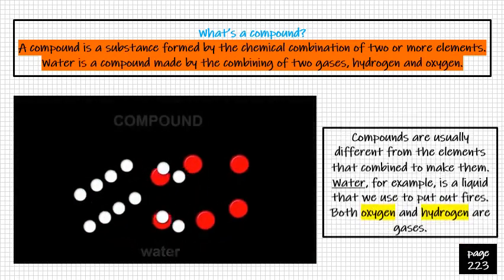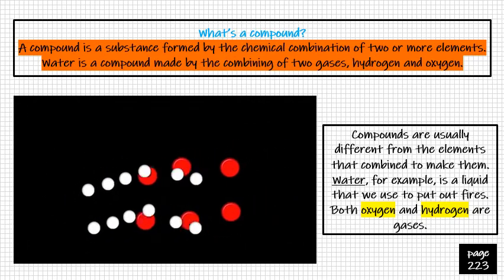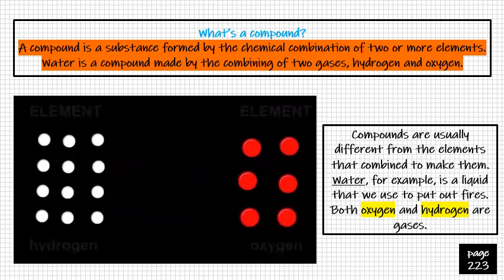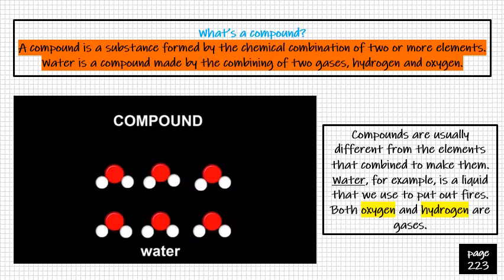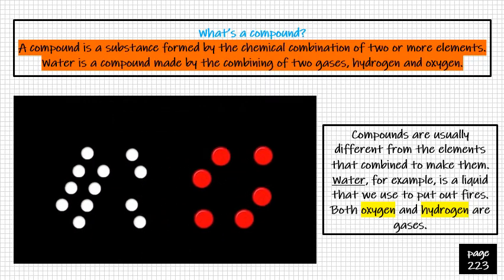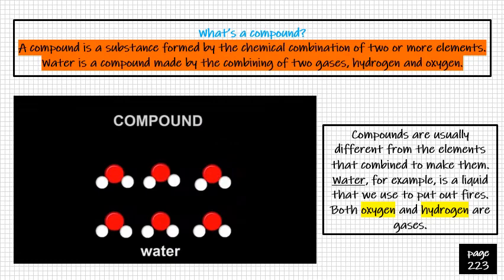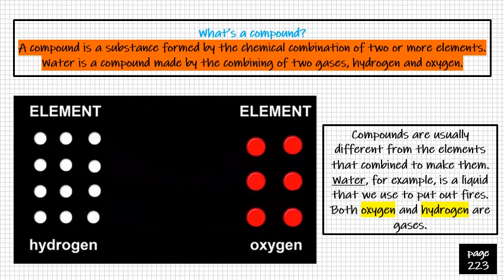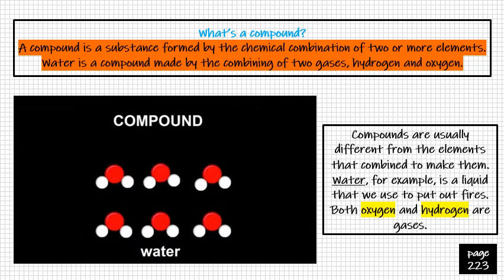Let's take water as an example. Water is a liquid, and water is made of oxygen and hydrogen. Both oxygen and hydrogen are gases. So oxygen and hydrogen lost their individual properties, and the water is behaving as a single substance, a completely new substance with its own properties.